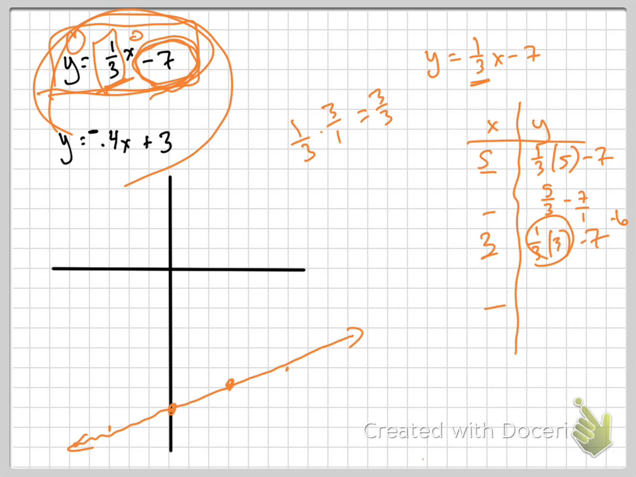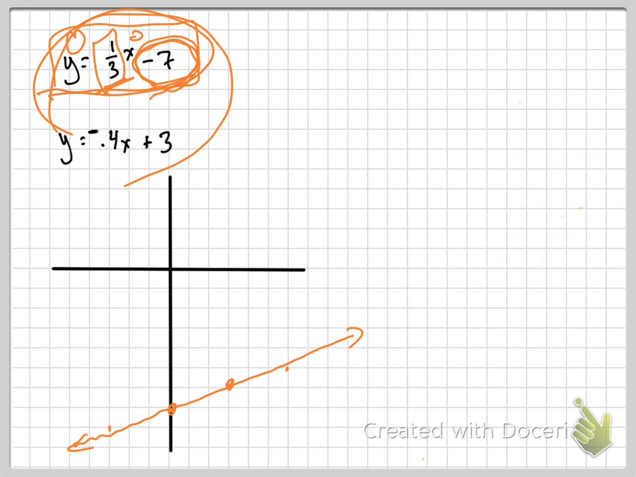Okay, so just a trick that you need to remember. Speak of the devil, we'll do the next one here in just a second. Let's look at the next one. First of all, I'm praying that not very many of you went, oh, it crosses at 3, and if my slope is a negative 0.4, I'm going to go down a negative 0.4 over 1, down a negative 0.4 over 1, down a negative 0.4 over 1, down. Please tell me we didn't do that.